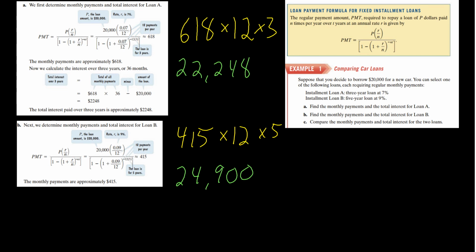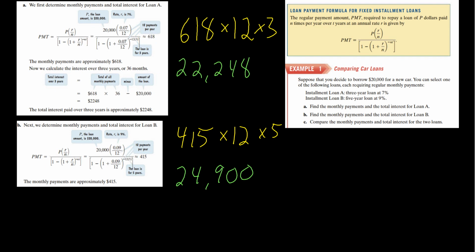But anyways, with my first monthly payment plan, I ended up paying $22,000 on a $20,000 loan. The second one, I ended up paying $24,900 on a $20,000 loan. Okay, so while I would much rather pay $415 over the course of 5 years versus $618 for 3 years, because that's over $200 more a month.